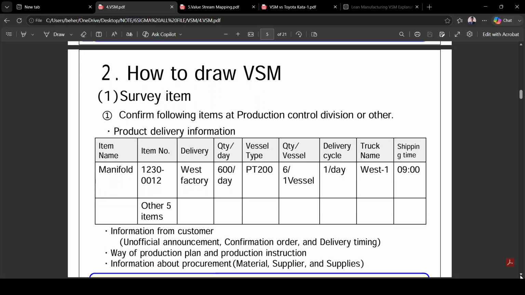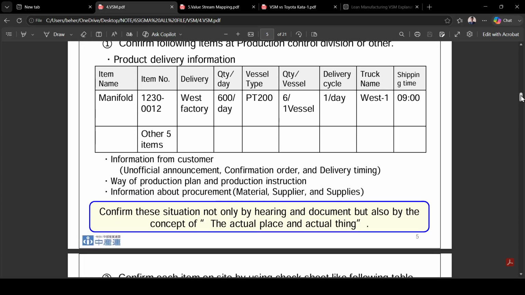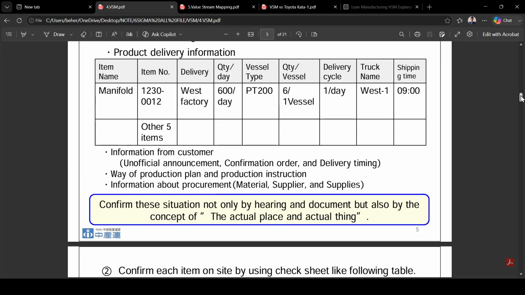Then, how to draw VSM. Survey items: confirm the following items at the production control division or order. Product delivery information: item name, item number, delivery quantity, vessel type and quantity, delivery cycle, truck name, shipment name. This is the information of the customer. After that, the information from the customer, the production plan and production instruction, and information about procurement and material supply.